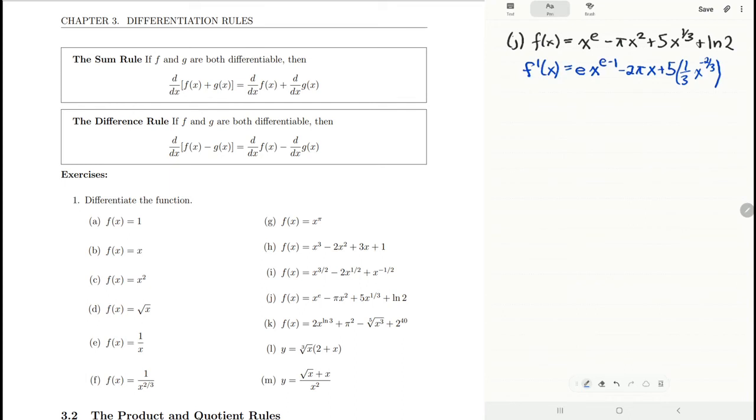And then we add the derivative of the natural log of 2. The natural log of 2 is a constant, and we know that the derivative of a constant is 0. So we add 0 at the very end. And now we can simplify this slightly. We have e times x to the power of e minus 1 minus 2 pi x plus 5/3 x to the negative 2/3.